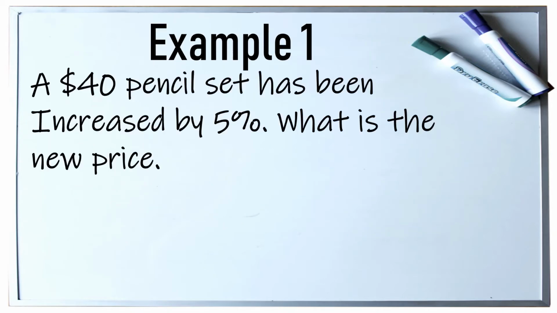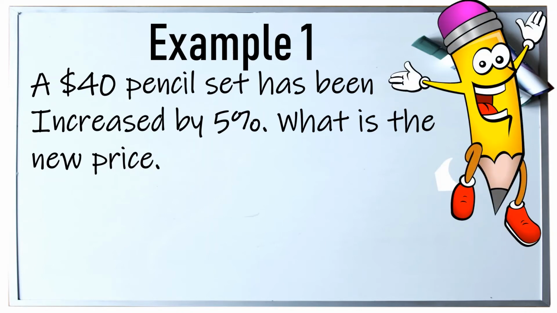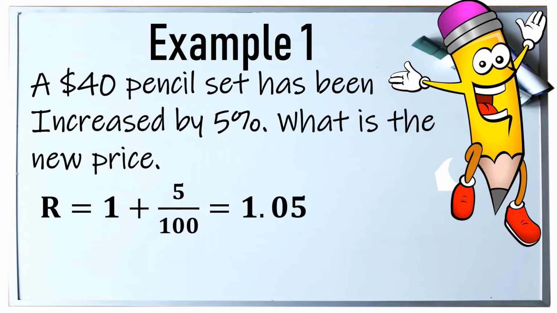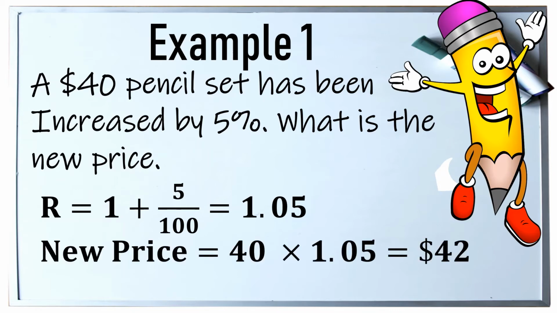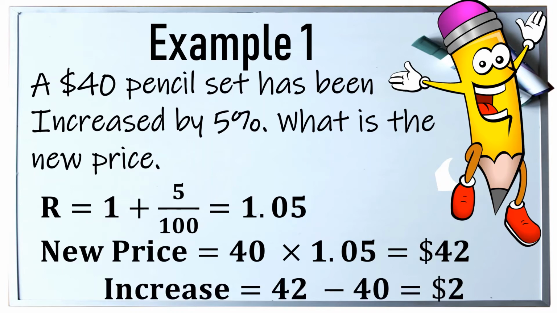Example 1. A $40 pencil set has been increased by 5%. What is the new price? To start off, we're going to find the R value, which is 1 plus 5 over 100, which is equal to 1.05. To calculate the new price, we take the old price, which was $40, and then multiply by this R value, which gives us $42. Now, although the question didn't ask for it, if you wanted to work out the increase in price, it would be 42 minus 40 is equal to $2. In other words, the new price minus the old price.